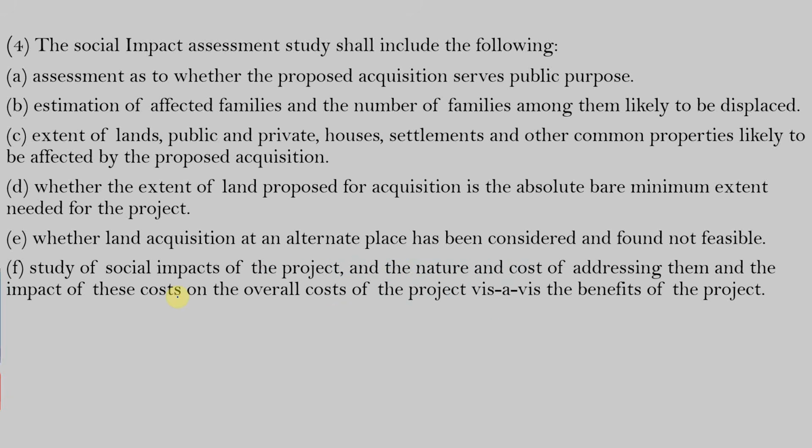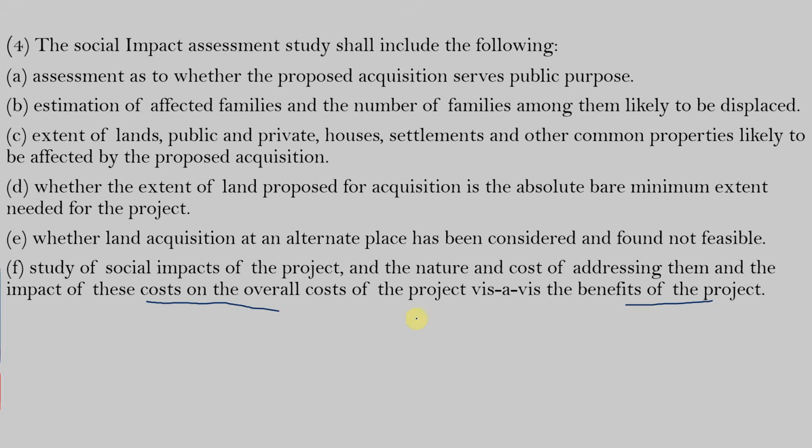And the last clause is study of social impact of the project and the nature and cost of addressing them, and the impact of these costs on the overall costs of the project, vis-a-vis the benefits of the project. So the overall costs which are incurred by the government for making compensation for the purposes of rehabilitation shall not increase beyond the benefits arising out of the project. So under this assessment, the authorities will also calculate the total cost incurred by the government, and the authorities shall ensure that the total cost is not exceeding the benefits arising out of the project.